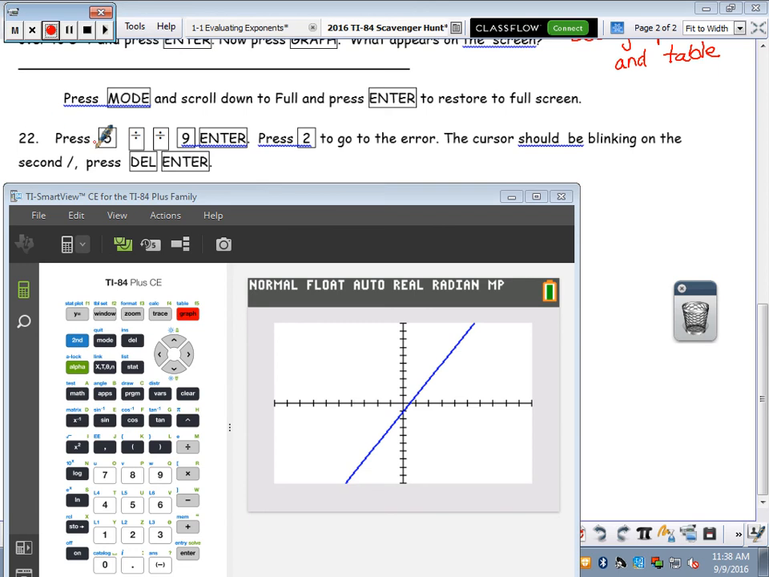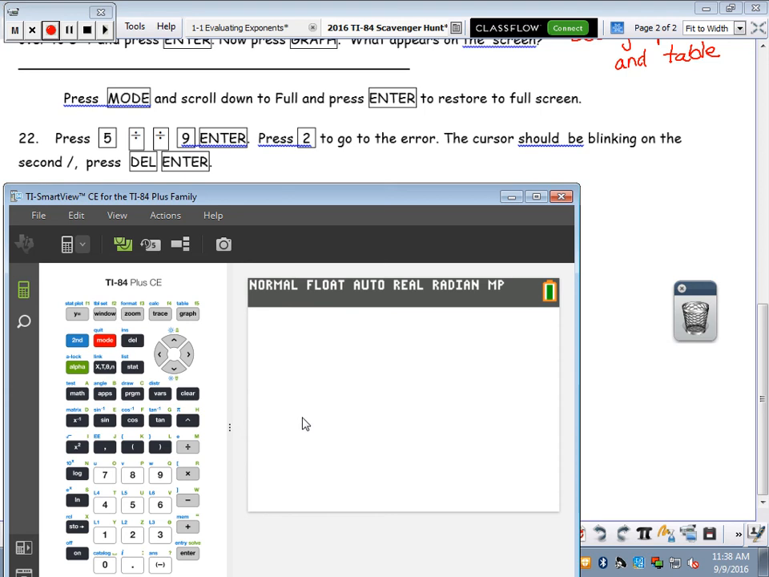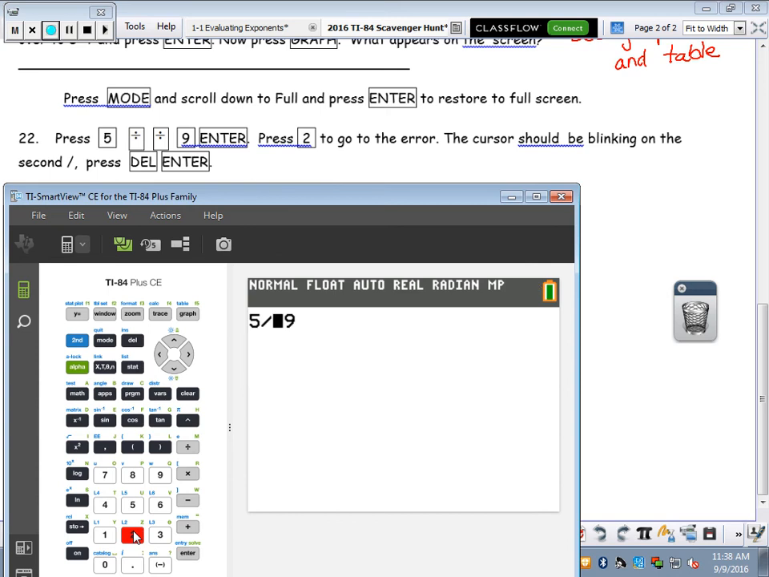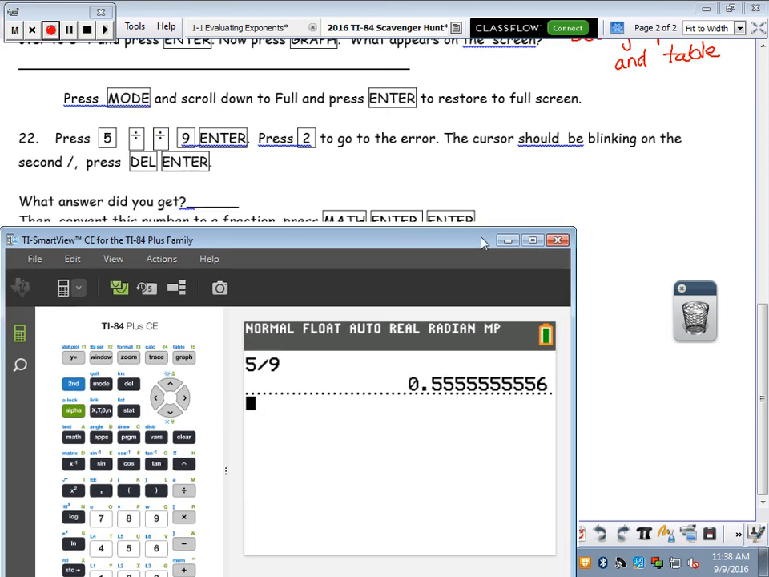Okay, to go back to do number 22, we're going to get out of the graph screen, so we're going to press second and quit to get back to a normal calculation screen. And it says type 5 divided by 9, enter. Oh, it doesn't like that. Okay, just like I showed you before, you press 2 to go to the syntax error. It's telling you right here by blinking, it does not like 2 divide bys. Okay, so the cursor is blinking on the second divide. If you press delete and enter, then you get the correct answer.